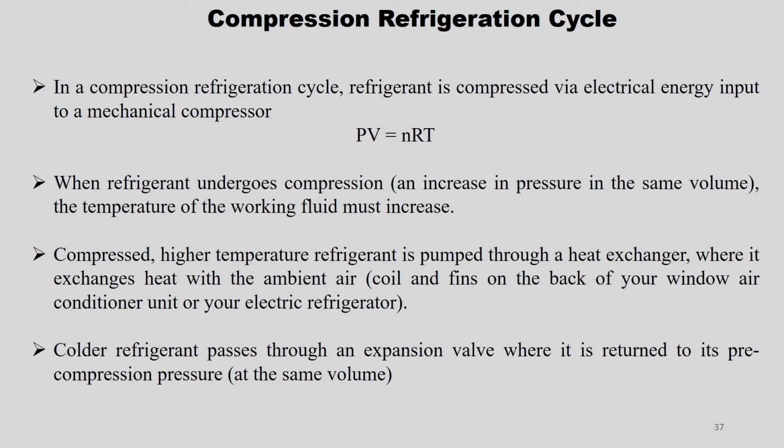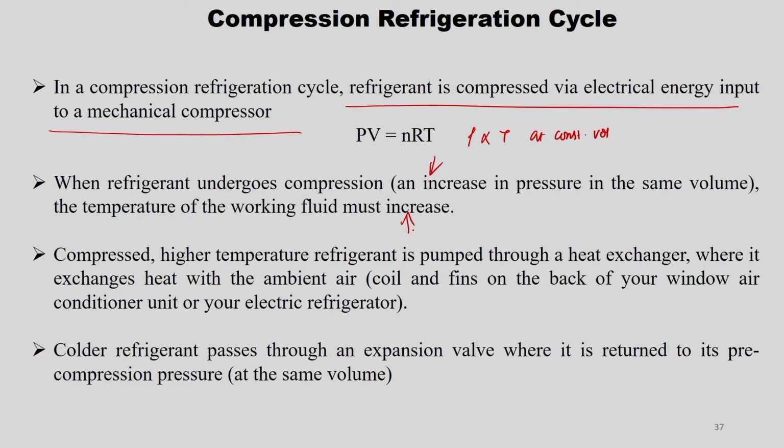Before going into solar refrigeration cycle, we will review what is normally done in compression refrigeration cycle. In a compression refrigeration cycle, refrigerant is compressed via electrical energy input to a mechanical compressor. So, the principle here is P is proportional to T at constant volume. When refrigerant undergoes the compression, right, that is nothing but an increase in pressure in the same volume, the temperature of the working fluid must increase.